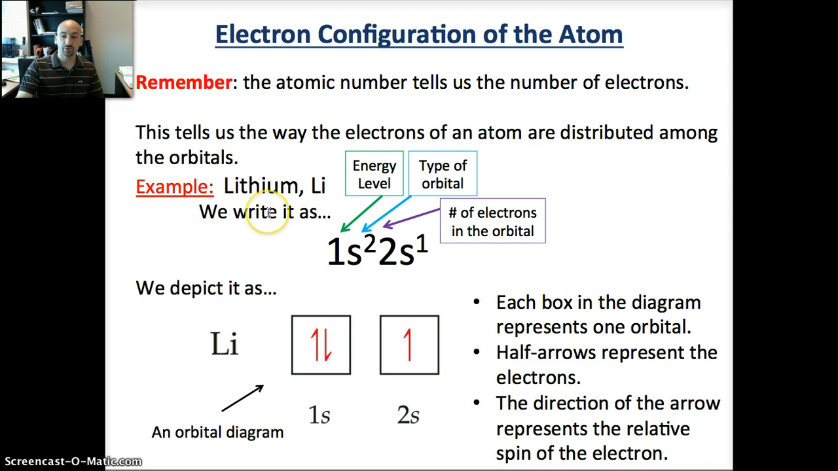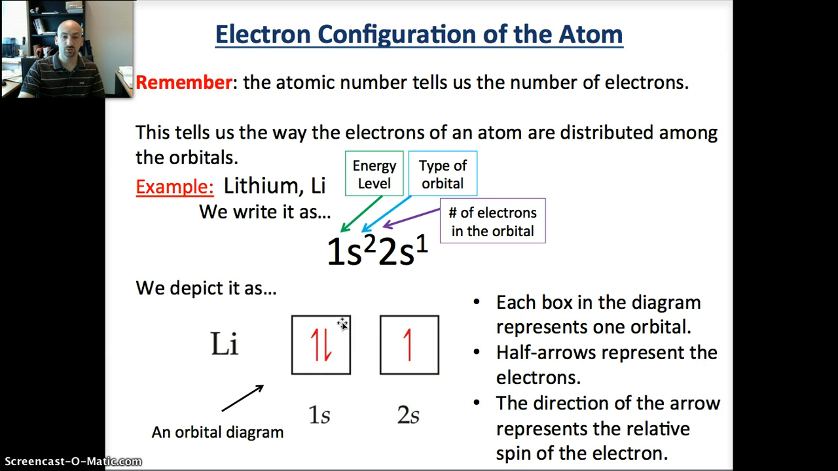So we write out all the orbitals that have an electron. We have the 1s orbital, we have the 2s orbital, and we show how many electrons are available. The 1 just refers to the energy level, the s is the type of orbital, and the number of electrons in that orbital is 2. Thus the first energy level has 2 electrons, the second energy level has only 1 electron. We'll discuss that more in a minute.